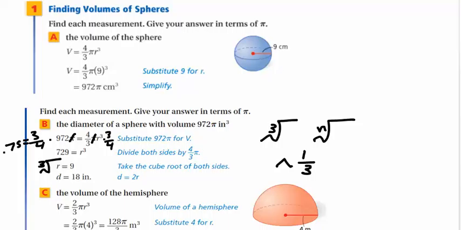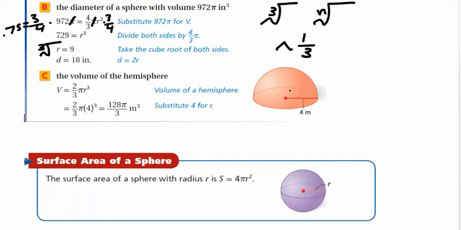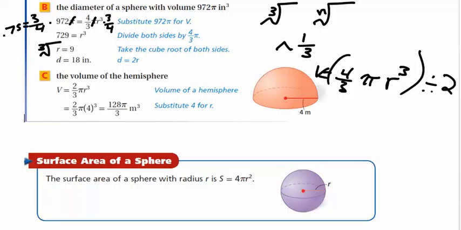Don't forget that if you have a hemisphere, that's a half of a sphere. So if you had to find the volume of that, instead of using 4/3 pi r cubed, you would use 2/3. That's half of 4/3. Or you can do 4/3, find the whole volume, and then just divide that by 2 when you're done.